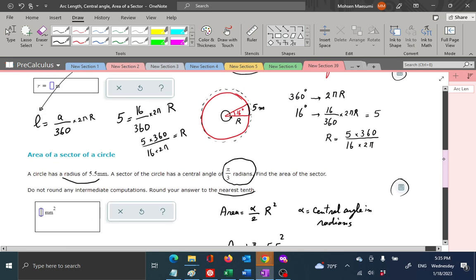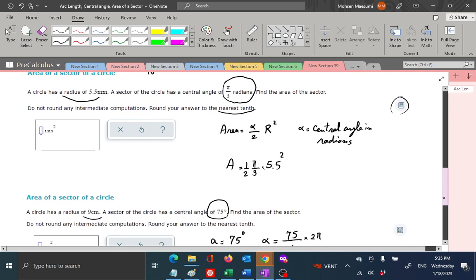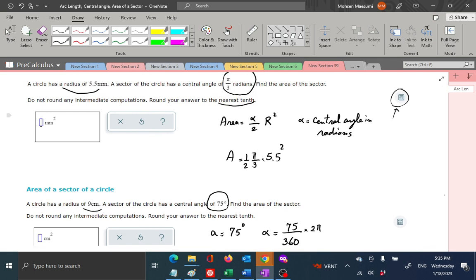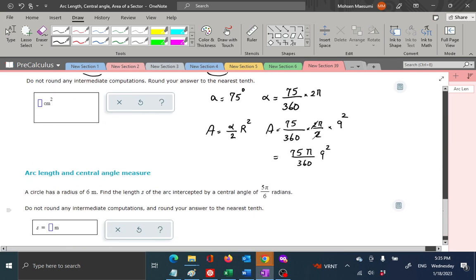So again, the central angle divided by 360 times pi r squared, that's going to give us the area for the sector. Once again, you calculate with the calculator in a single go and you get your answer. Here is the area for this problem.